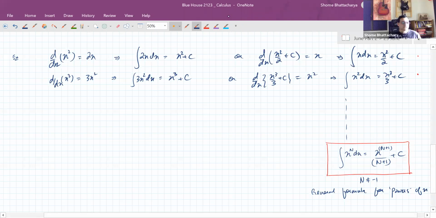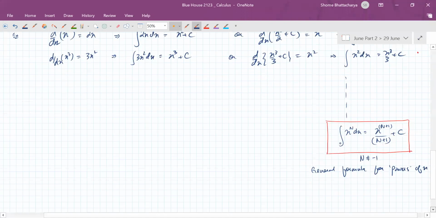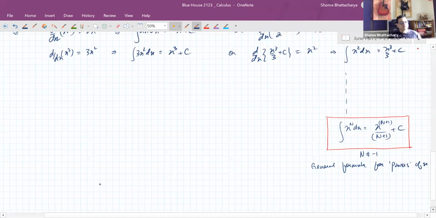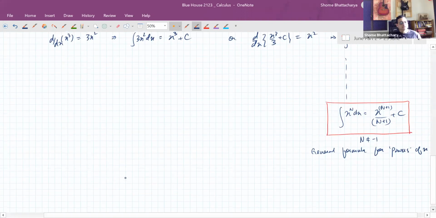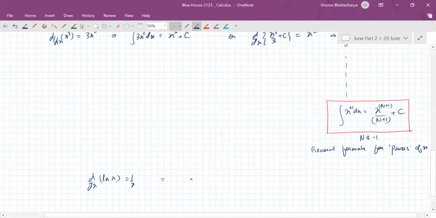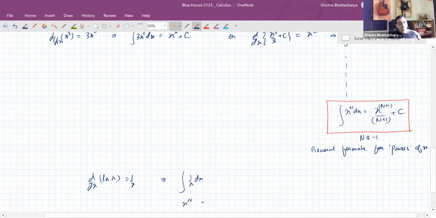What would happen if we take -1? For that we had seen the exception. It was ln x. We know that differentiation of ln x, natural log of x, is 1 by x. So integration of 1 by x is the case of x to the power n, where n is equal to minus 1. In that case, it is equal to natural log of x plus c. So this one is the exception to this rule. This is the exception case.